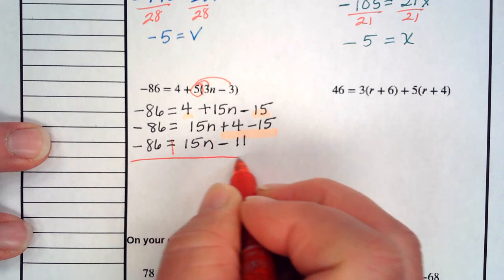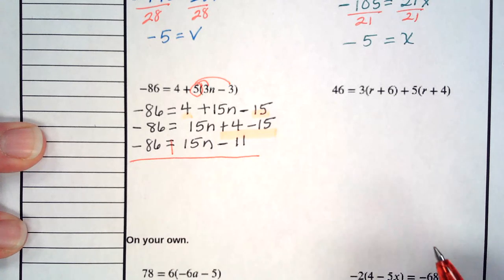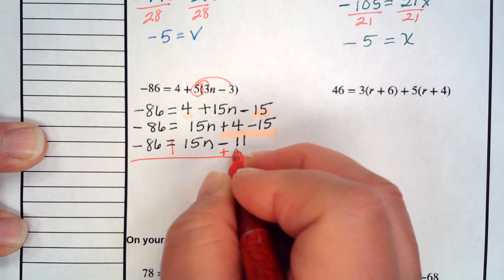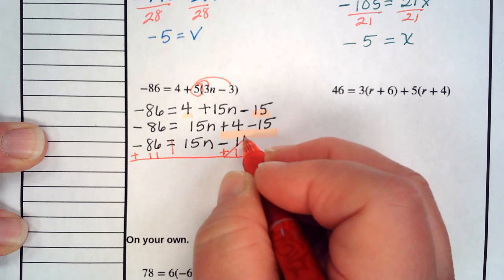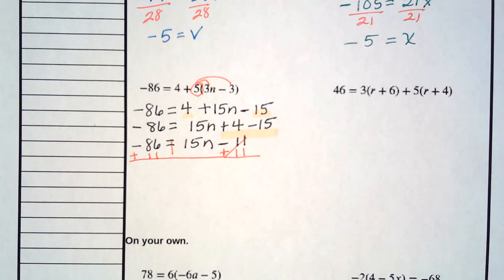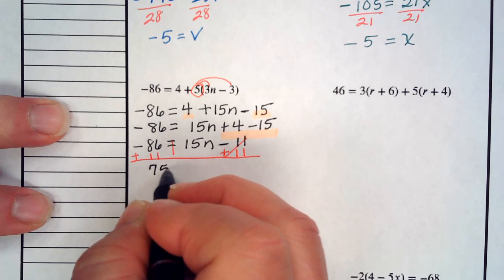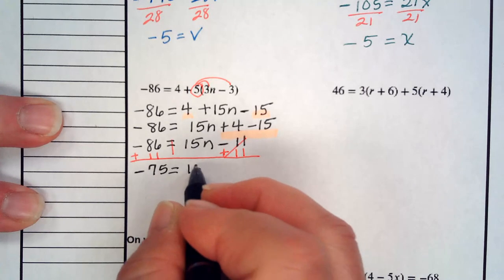Draw your line. Keep those columns straight. Make sure your numbers are under your numbers. Your variables are under your variables. I've subtracted 11. The opposite is to add 11. I've eliminated it there. Negative 87 plus 11. I have to subtract their opposite signs. 86 minus 11 is 75. Keep that negative sign. Is equal to 15n.